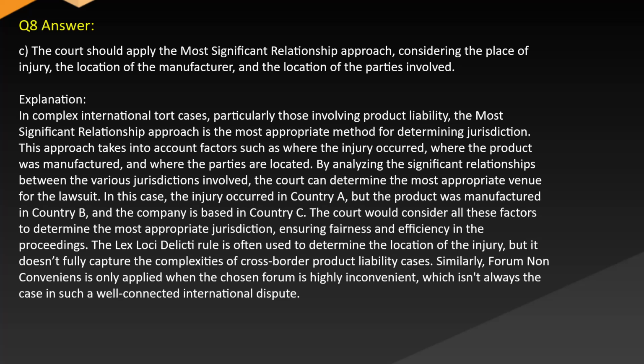By analyzing the significant relationships between the various jurisdictions involved, the court can determine the most appropriate venue for the lawsuit. In this case, the injury occurred in country A, but the product was manufactured in country B and the company is based in country C. The court would consider all these factors to determine the most appropriate jurisdiction, ensuring fairness and efficiency in the proceedings.